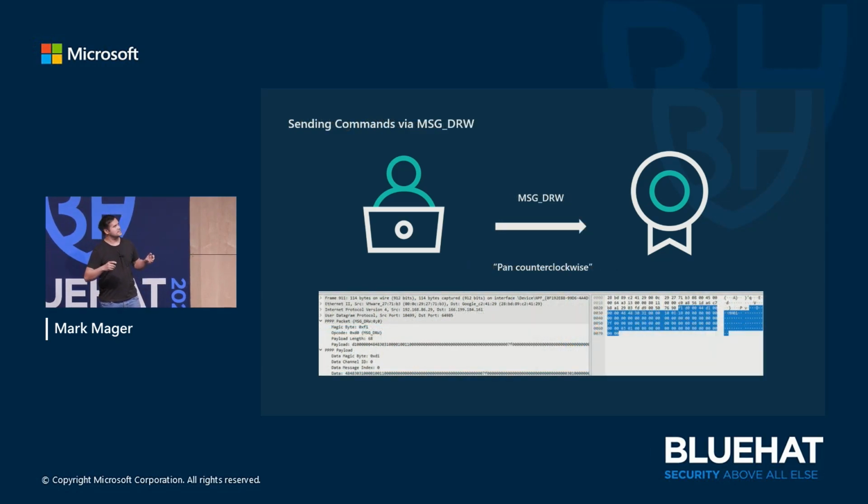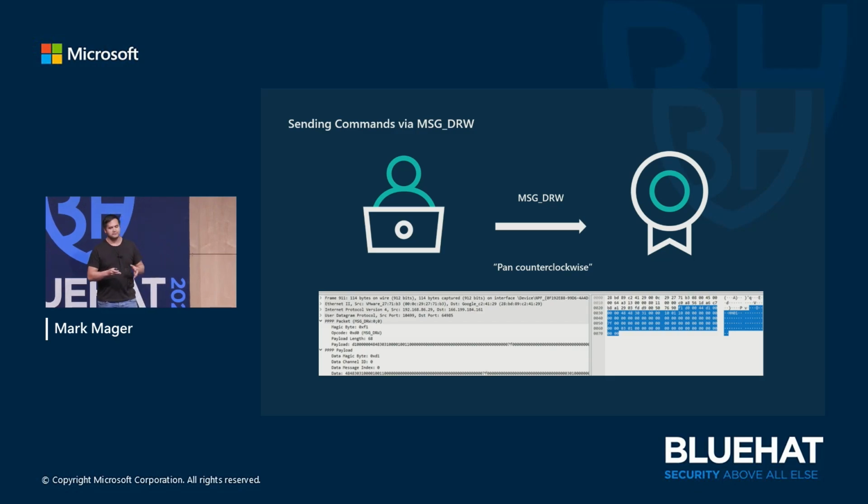So once the connection is fully established, primarily the traffic you'll be seeing is going from the client to the camera in the form of message DRW, or device read-write, commands. And in this particular example, what I've highlighted is a command for the camera to pan counterclockwise, right?